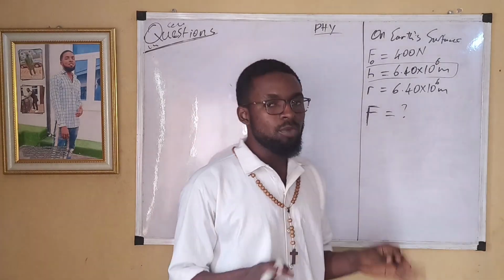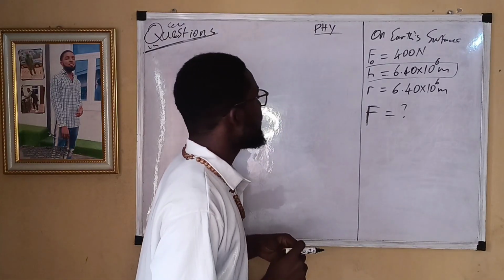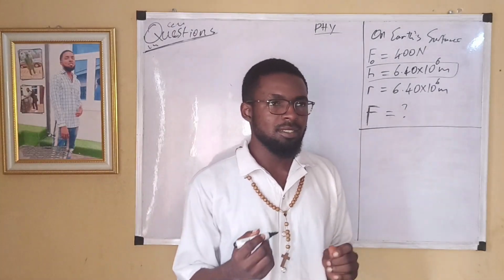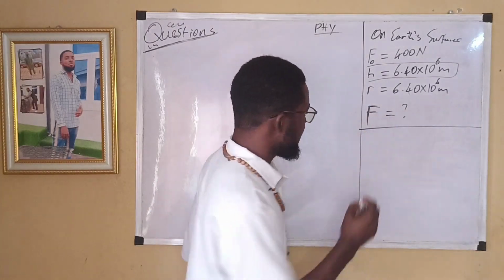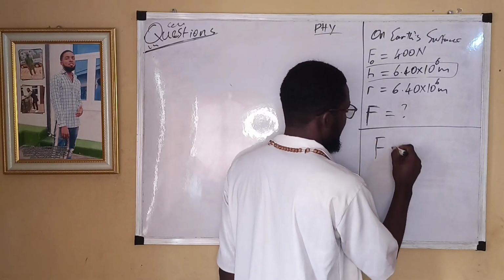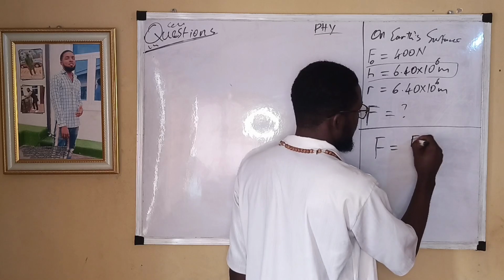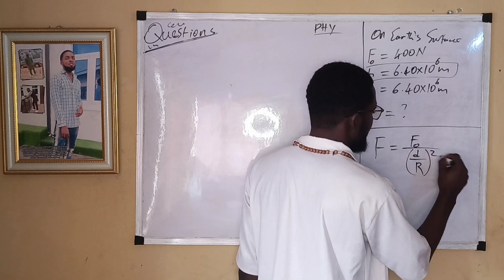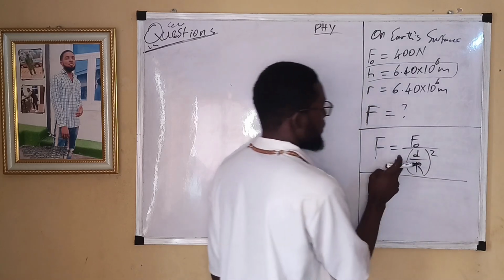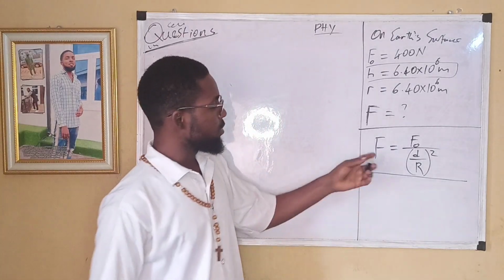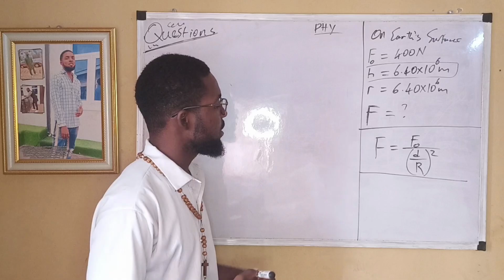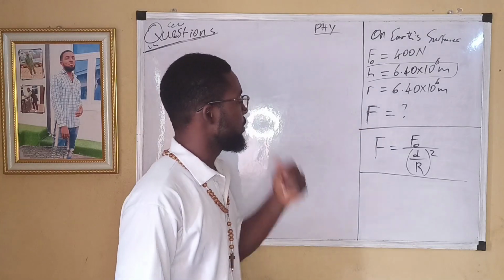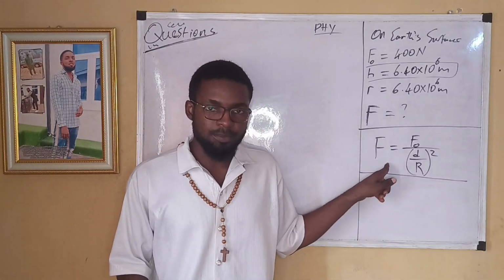Now, there are many ways to do this. But the formula to do this is going to be F equals F naught over D over R raised to the power of 2. Now this is the formula to solve for this question. This is the actual formula for the weight at the altitude.